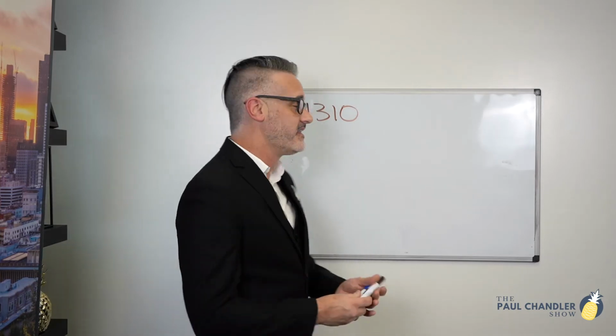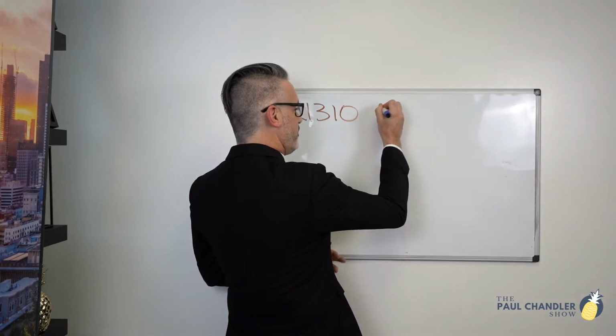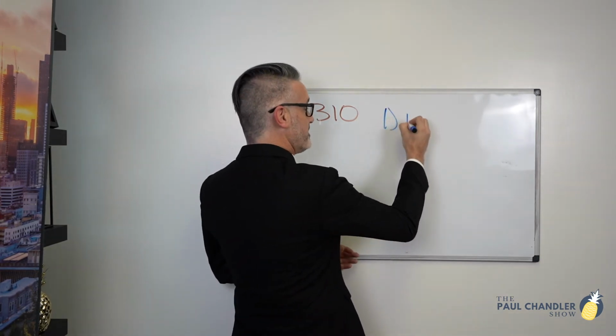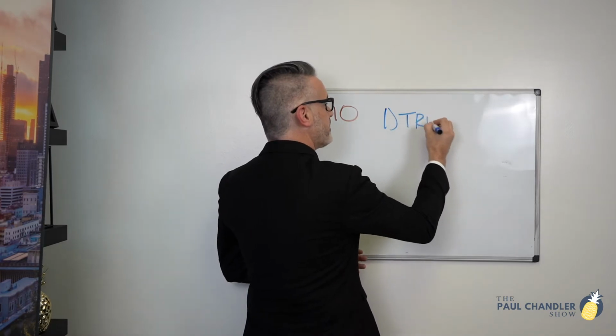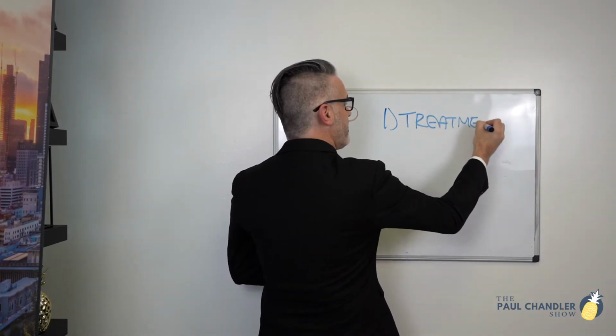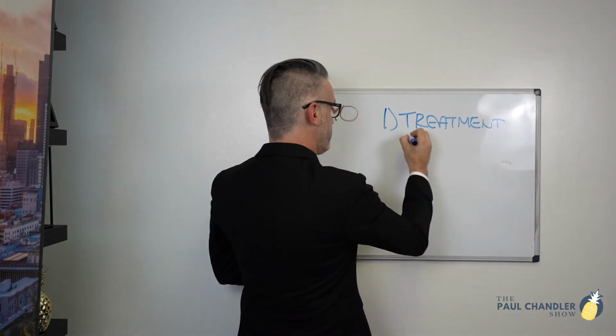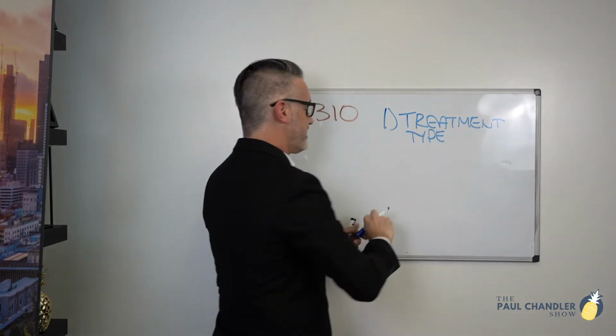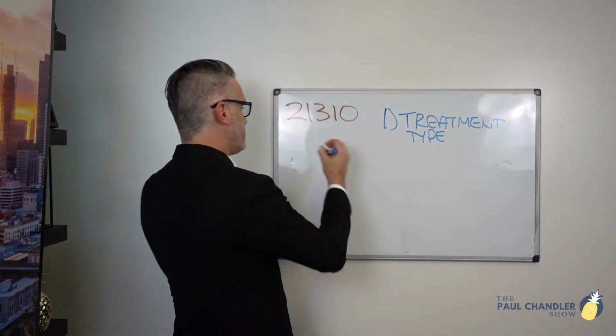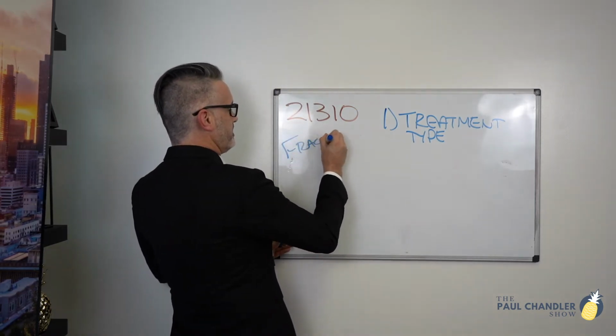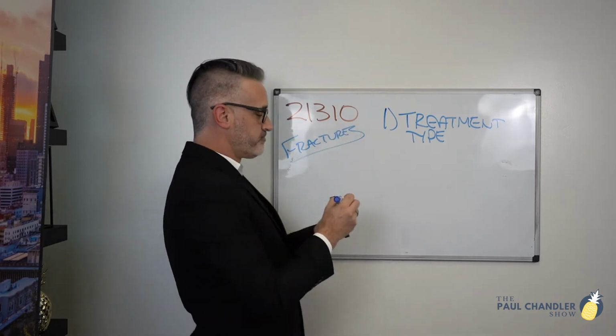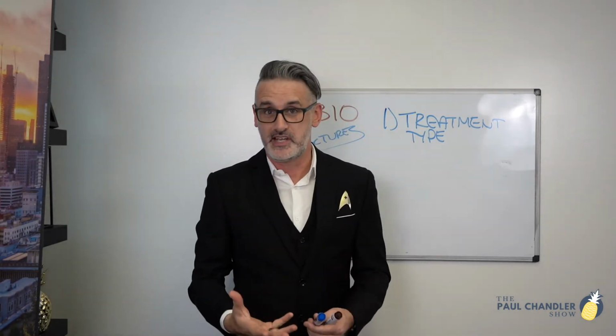And if you watched the show before, or have been in any of our classes with Ohana coding, you know that I use the phrase this, comma, this, comma, this. So looking back at that code 21310, the first for fractures is the type of treatment, or the treatment type. With the treatment type, there are 3 different ways that a provider can perform the treatment. I'm just going to jot over here fractures, because that's what we're doing today.